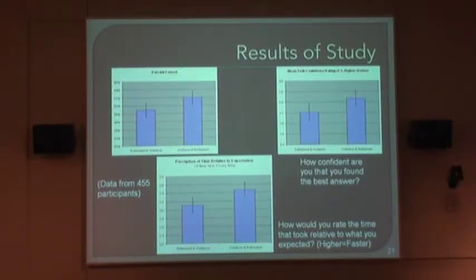Likewise, up at the top right, one of the things that we asked them after each task was, how confident are you? Because this was basically a study where you pick where you think the answer will be, but you don't really see the contents at that point. You basically just get an identification of the page, but that's all. They were significantly more confident that they found the right answer, and their perception of how long it took them to do it was that it was faster.